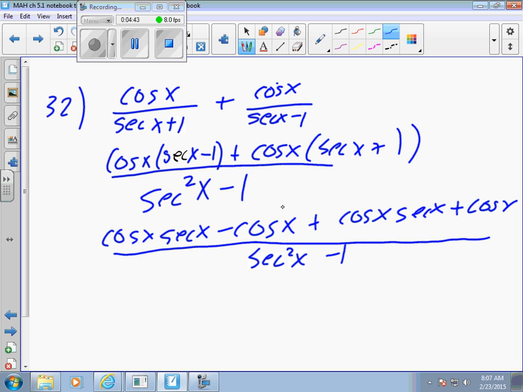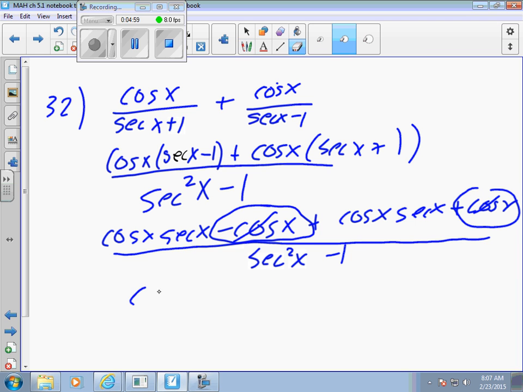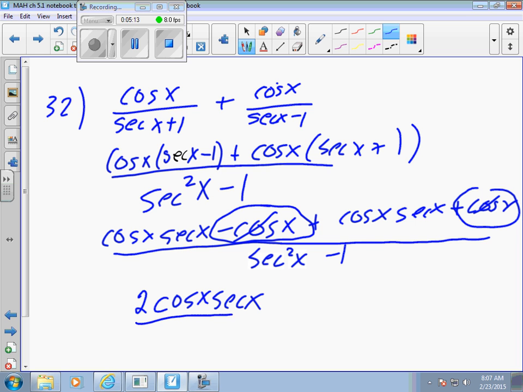Then what I want to do is try to simplify here and here, because they are opposites of each other, leaving me with 2 cosine x secant x, all over the secant squared x minus 1.